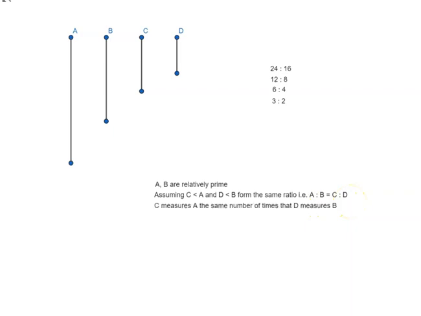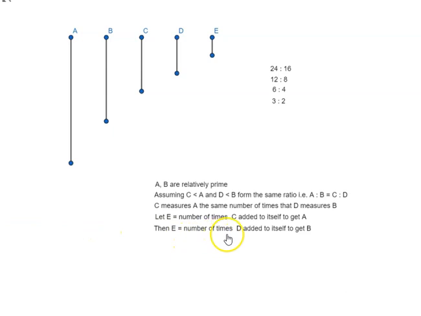If we assume that, it means C measures A the same number of times that D measures B, based on this proportion. Now let E be equal to the number of times C can be added to itself to get A. So let me mark E. Because of this proportion, E is also equal to the number of times D is added to itself to get B. And in both cases, it would be the same.